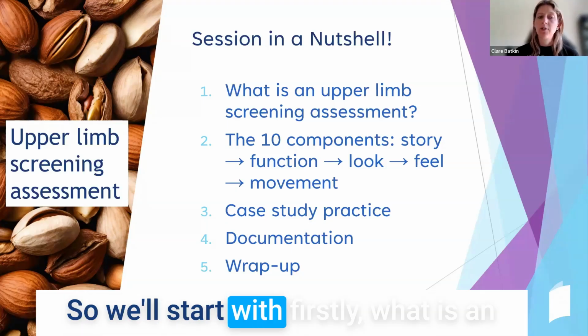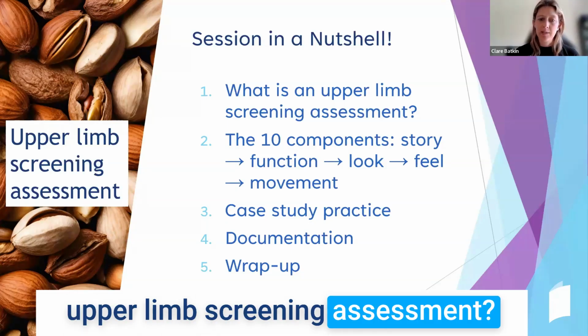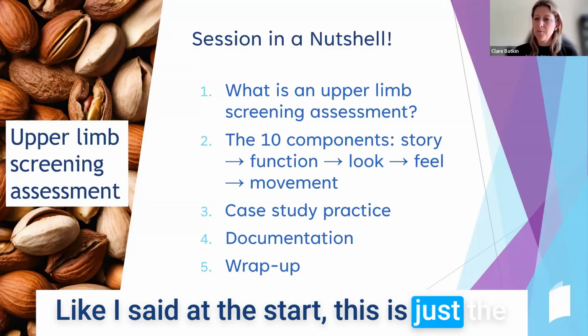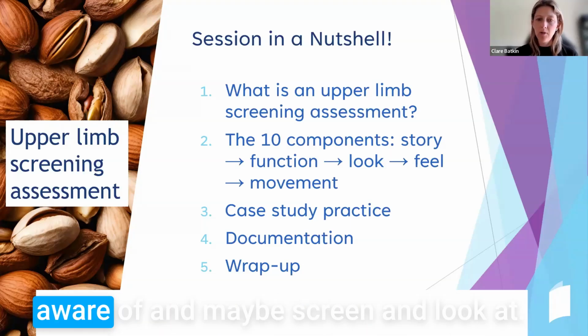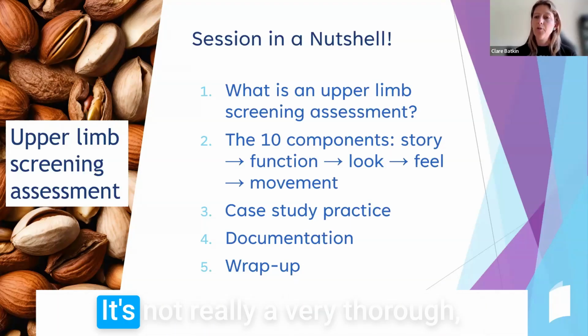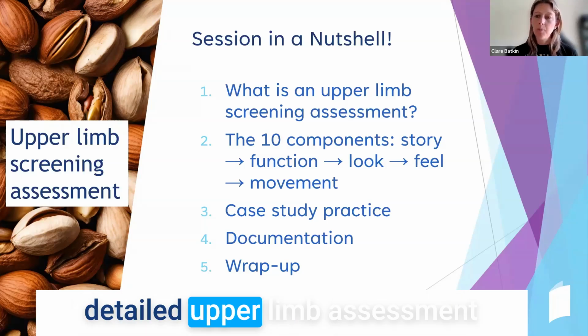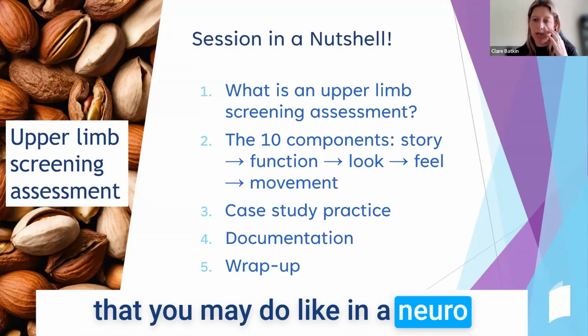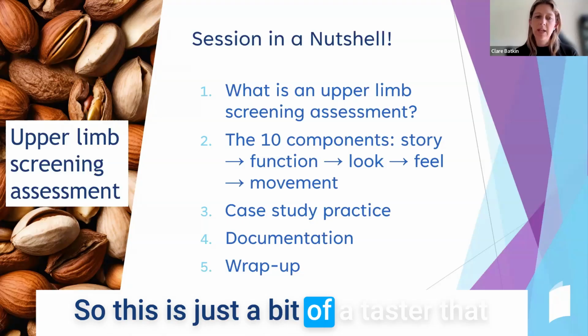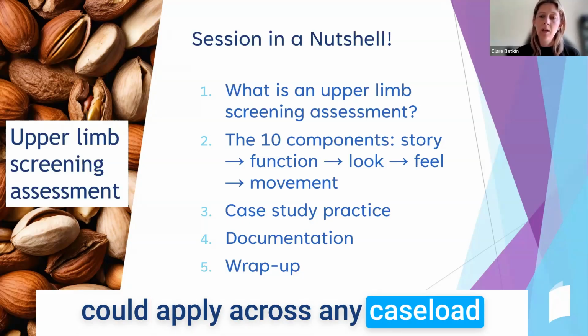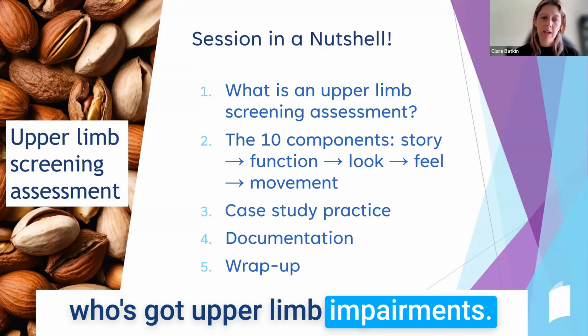So we'll start with, firstly, what is an upper limb screening assessment? Like I said at the start, this is just the basic components that you need to be aware of and maybe screen and look at. It's not really a very thorough, detailed upper limb assessment that you may do in a neuro caseload or something like that. So this is just a bit of a taster that could apply across any caseload where you come across a client who's got upper limb impairments.